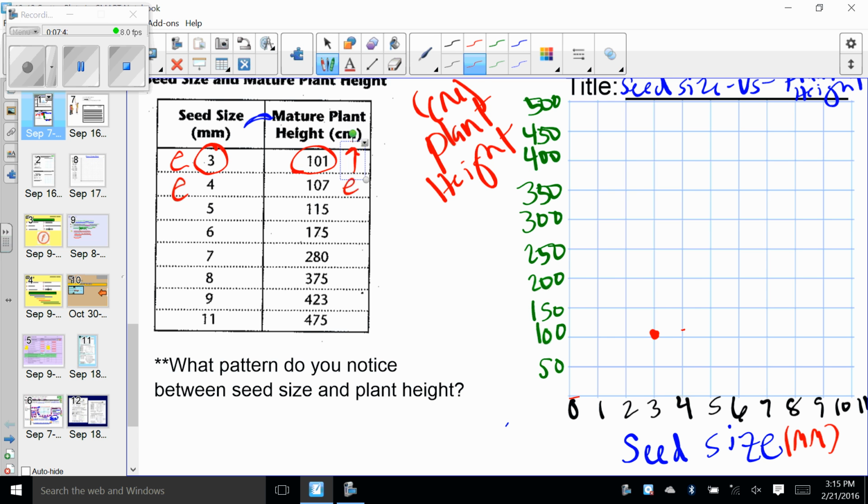Over to 4, up to 107. Over to 5, up to 115. Over to 6, up to 175, which would be about halfway in between there. Over to 7, up to 280. Over to 8, up to 375. Over to 9, up to 423.